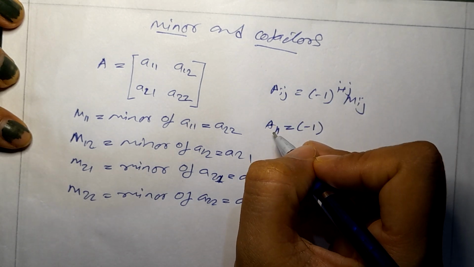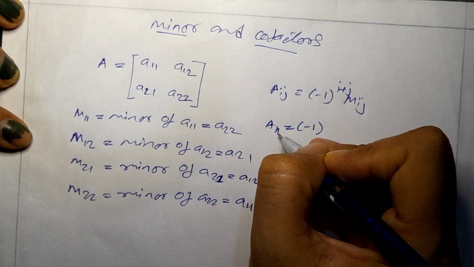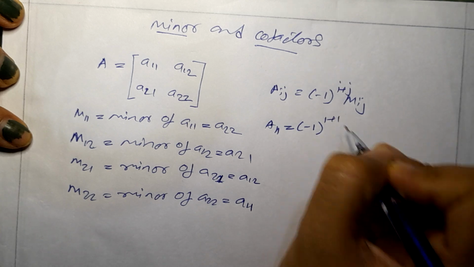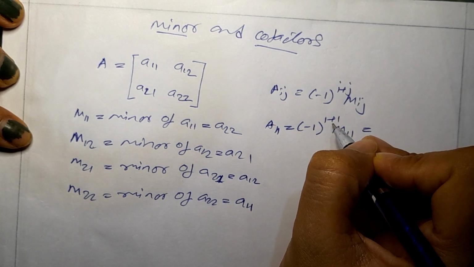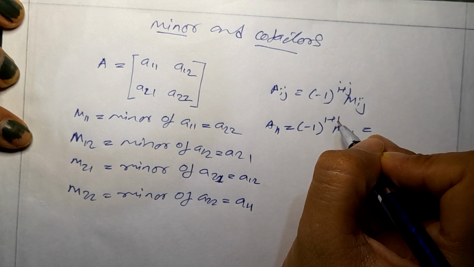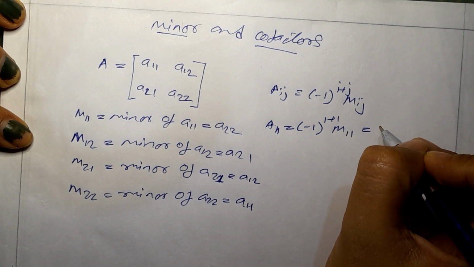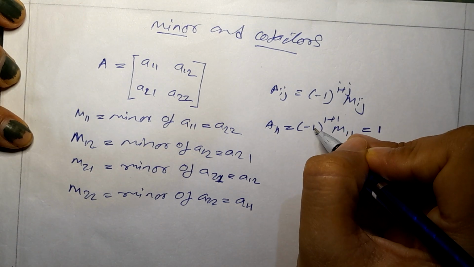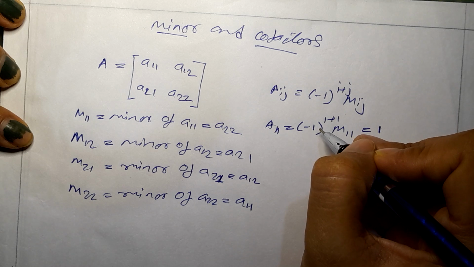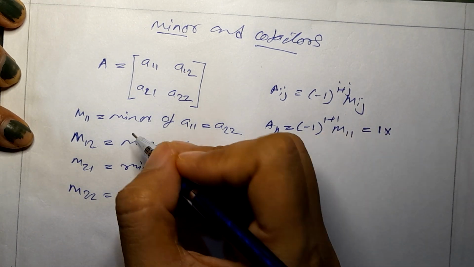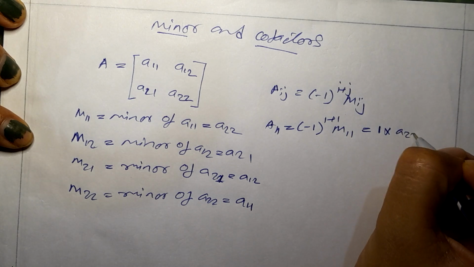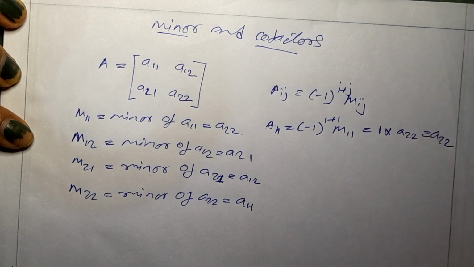So it will be 1 1, that is a row and a column. So row plus column, M11. So minus 1 power 1 plus 1 is 2, minus 1 power 2 is positive. So minus 1 squared gives a 1. So it will be 1 into M11. How much did we get for M11? That is A22. So the result will be A22.